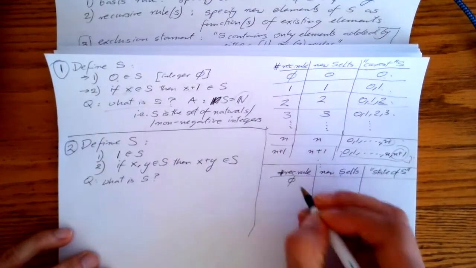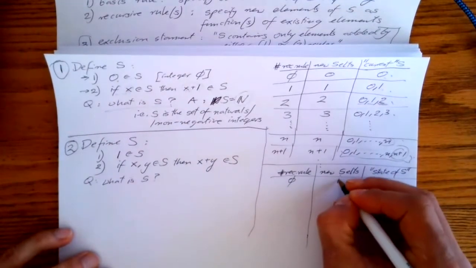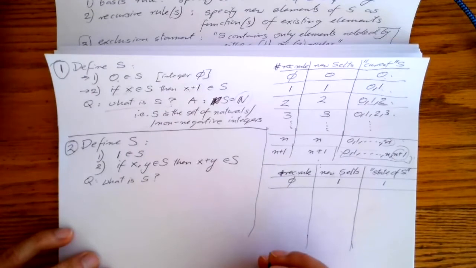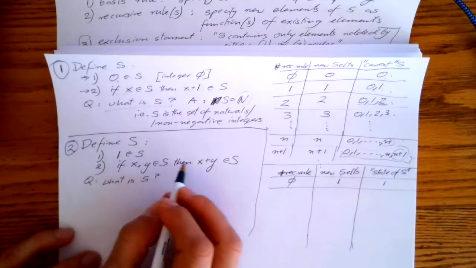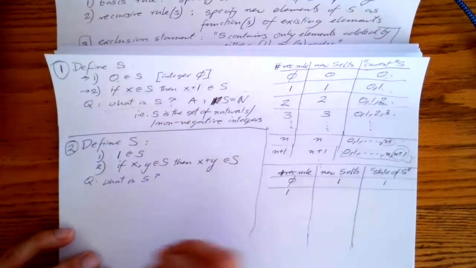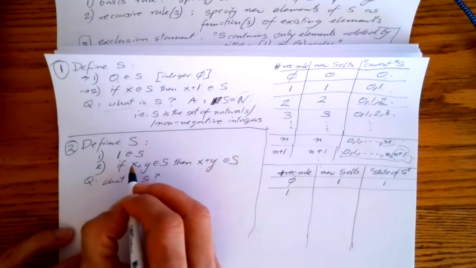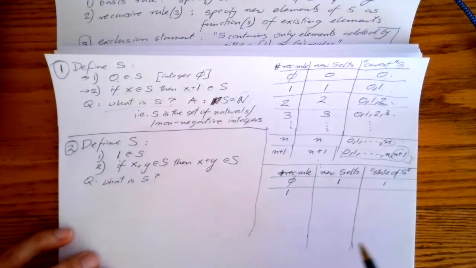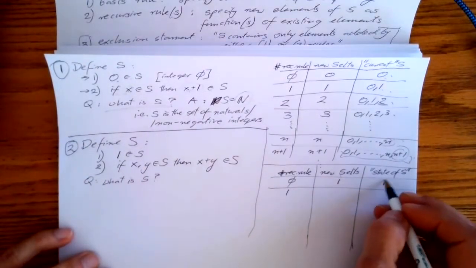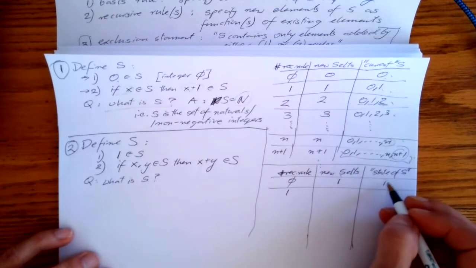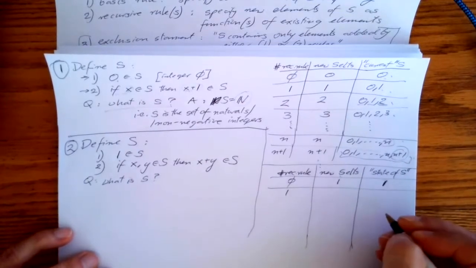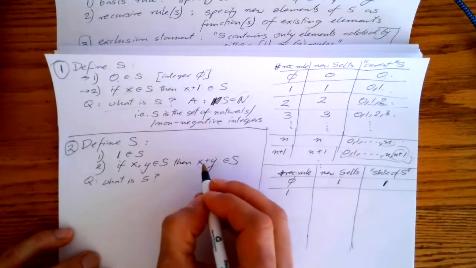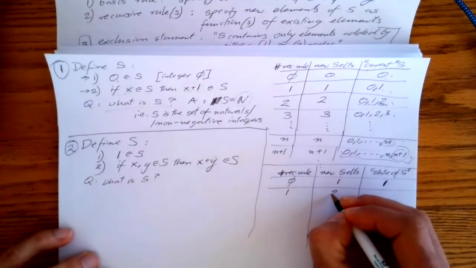So let's start with the base case. What's in the set? Well, 1. Now let's try to use this recursive rule. If X and Y are in the set S, what could these X and Y be? Well, they're both 1, because that seems to be the only element in set S so far. So both X and Y are 1. What's X plus Y? It's 1 plus 1, so it's 2.